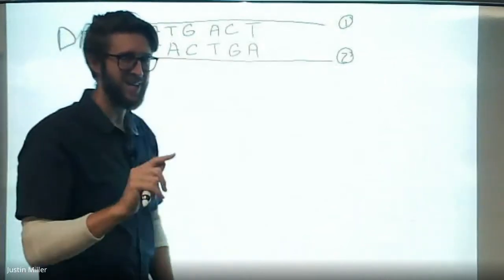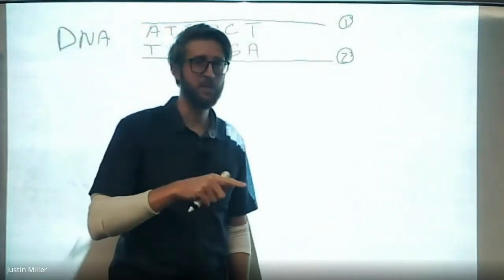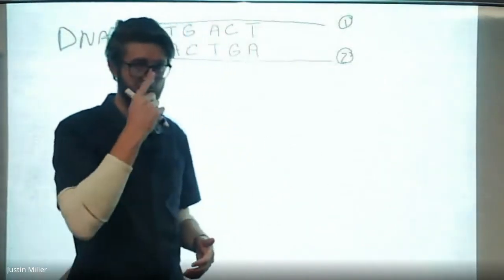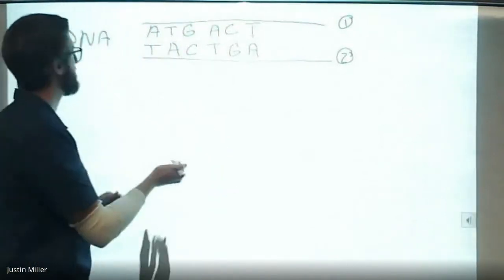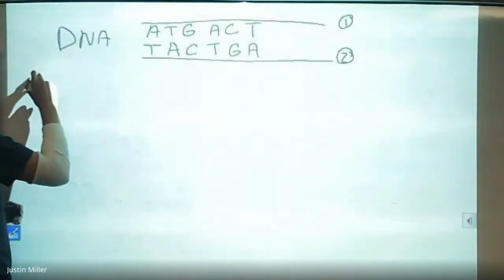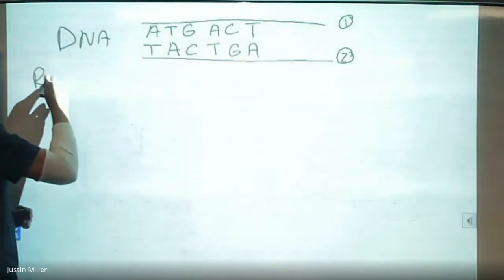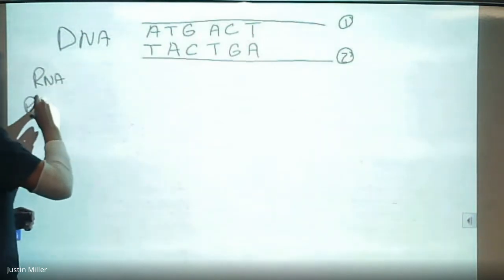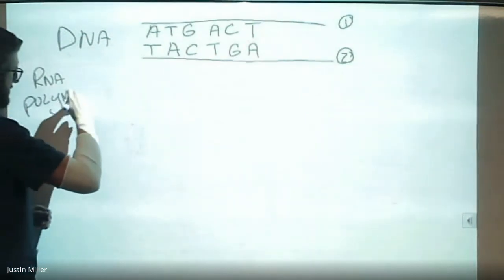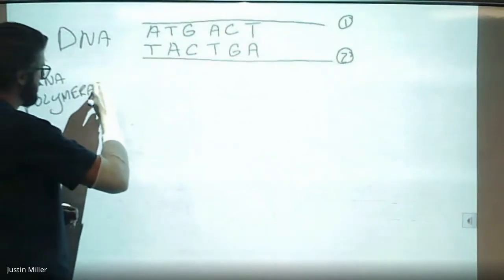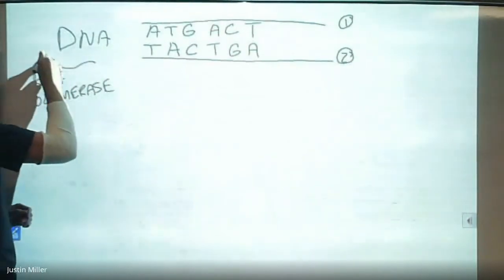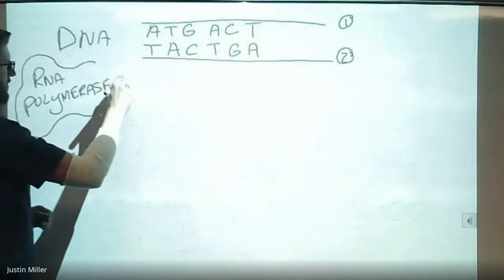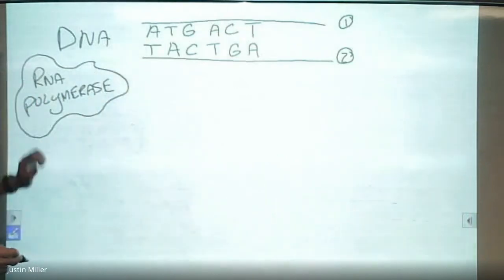But there's an enzyme that does this, okay? Remember, enzymes are one of the many kinds of proteins. There's an enzyme that helps make this happen, and that enzyme is called RNA polymerase. Okay, so let's say this is the enzyme RNA polymerase.